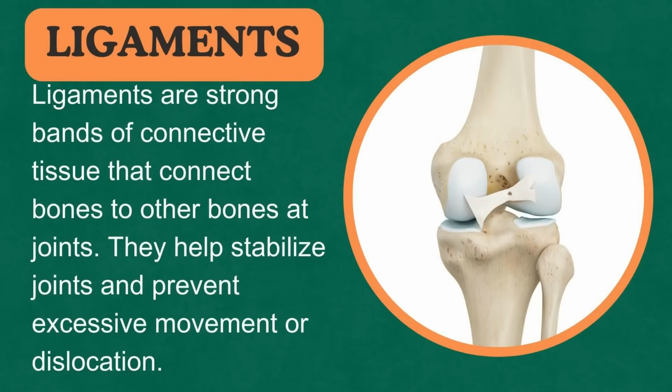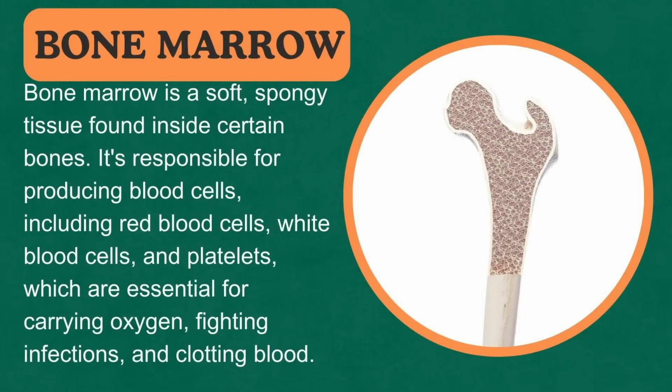Ligaments are strong bands of connective tissue that connect bones to other bones at joints. They help stabilize joints and prevent excessive movement or dislocation. Bone marrow is a soft, spongy tissue found inside certain bones. It's responsible for producing blood cells, including red blood cells, white blood cells, and platelets, which are essential for carrying oxygen, fighting infections, and clotting blood.